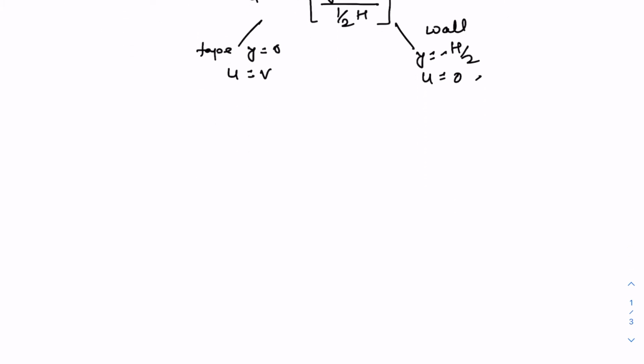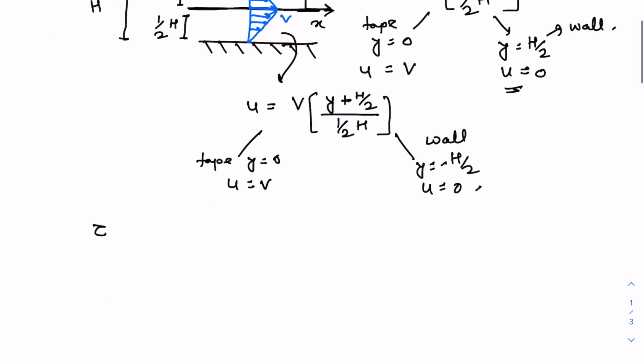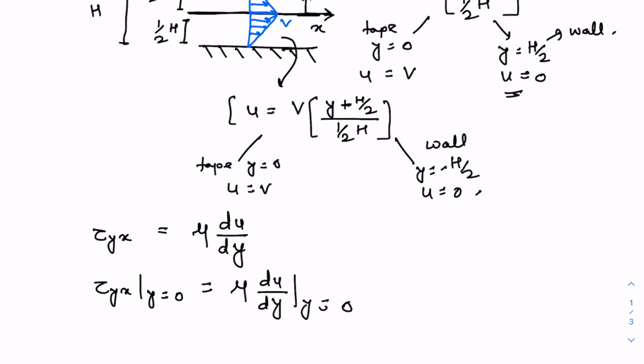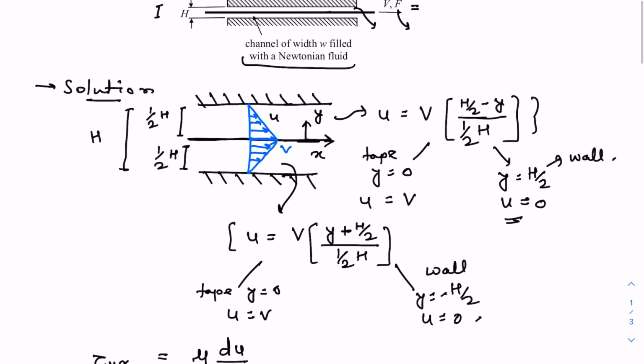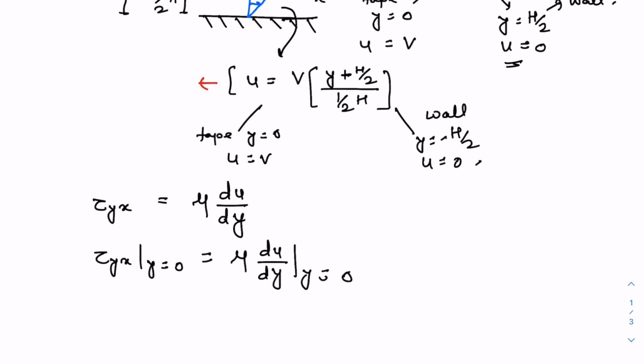Now the shear stress acting on the tape. Here, using our fundamental convention for the stress, the stress acting on a y interface in the x direction is equal to mu times du by dy. So at the tape, tau yx is evaluated at y equal to 0, so du by dy at y equal to 0. Now from these two velocity profiles, for the upper half, du by dy is minus 2v by h, and for the lower channel, du by dy is equal to 2v by h.